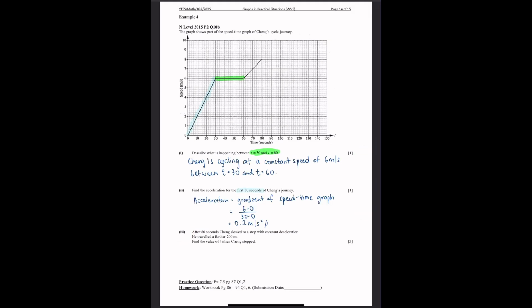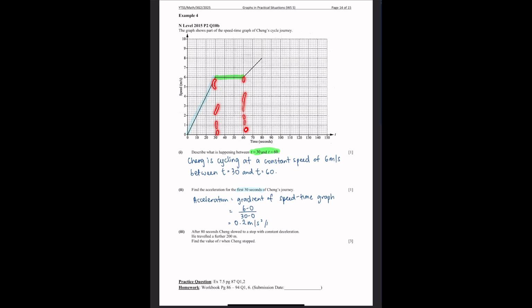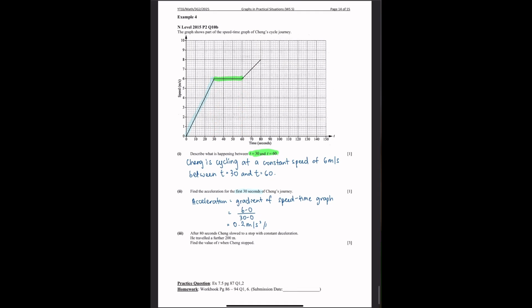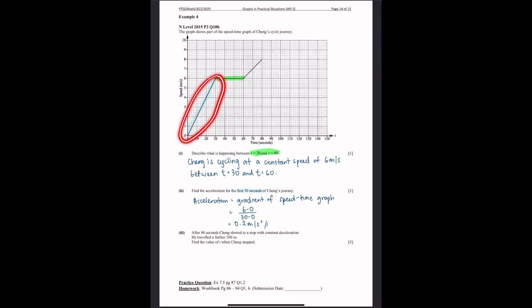For example 4, please pause and try part 1 and part 2 by yourself, and then press play again to see the solution for part 1 and 2 before I go through part 3. For part 1, just need to note this green highlighted part, which is a horizontal line, so it is a constant speed throughout, t equals 30 to t equals 60. Part 2, find the acceleration for the first 30 seconds highlighted in blue here. Just need to find the gradient and you will get 0.2 meter per second square.